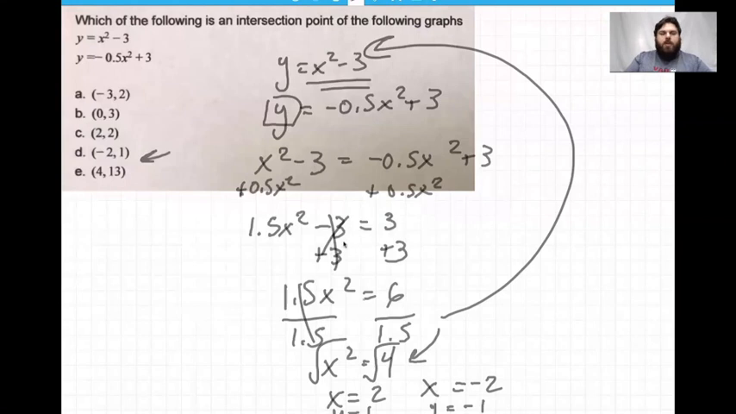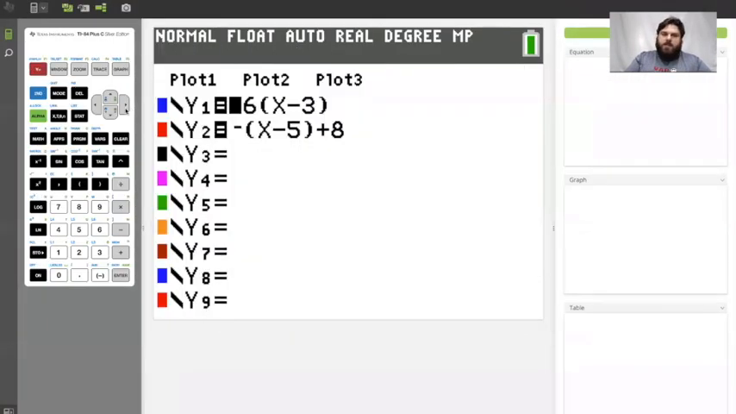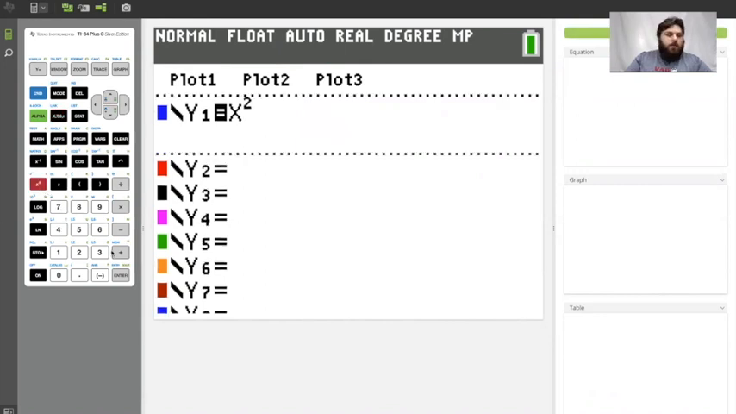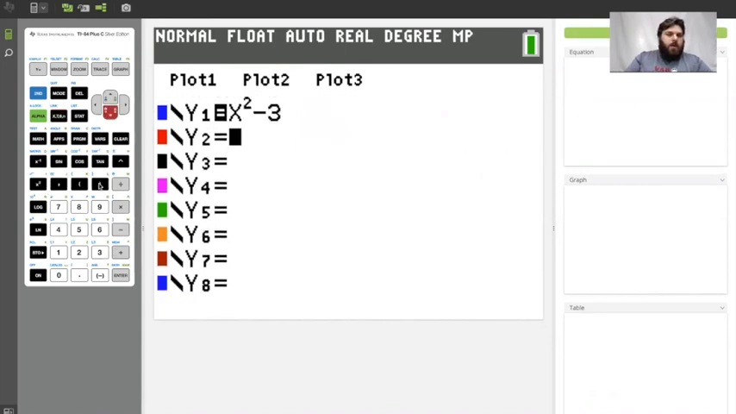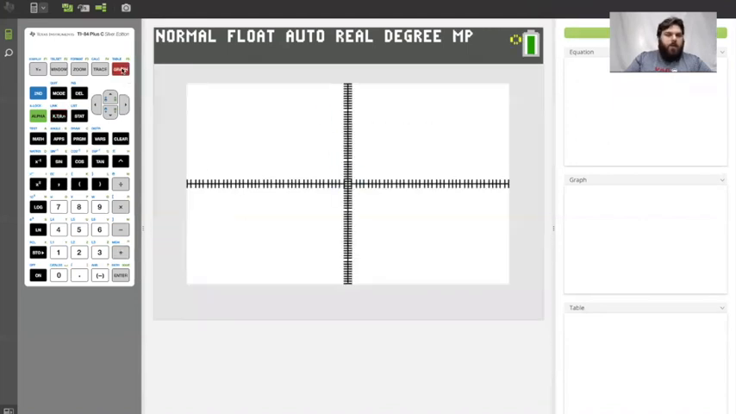Now, most people aren't going to do this like this. Most people are going to graph this, and I think this is probably the easiest way to do this problem. Since y is already solved for, it's easy to plug in. I get x squared minus 3, and on the other side, I get negative 0.5 x squared plus 3. Graph them both. There's the intersection.